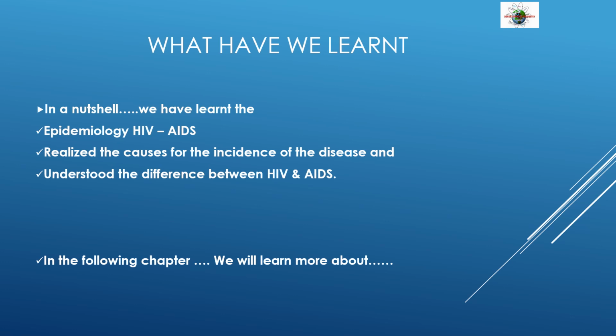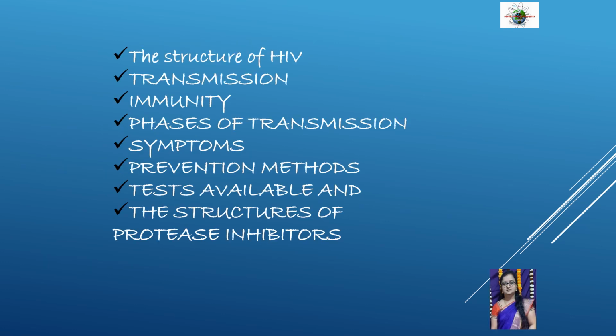So till now what we have learnt: the epidemiology of HIV/AIDS, the causes for the incidence of the disease, and the difference between HIV and AIDS. In the next chapters we'll be learning about the structure of HIV, transmission, immunity, phases of transmission, symptoms, prevention methods, tests available, and the structures of protease inhibitors.